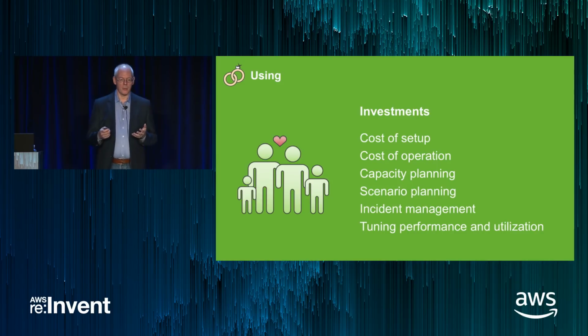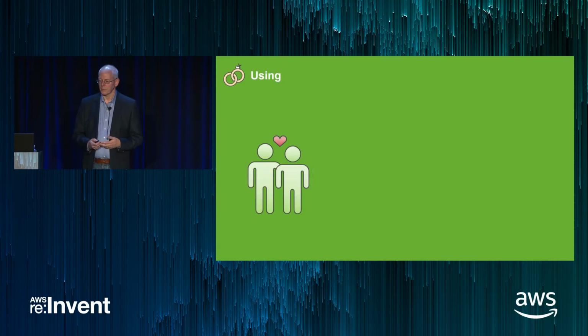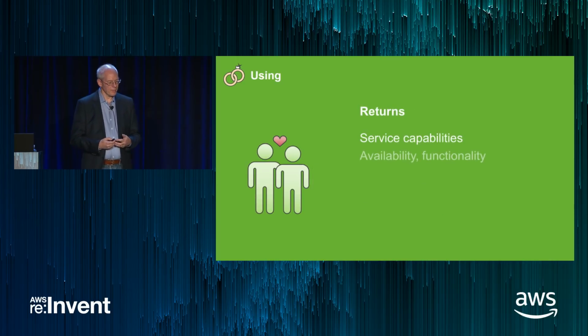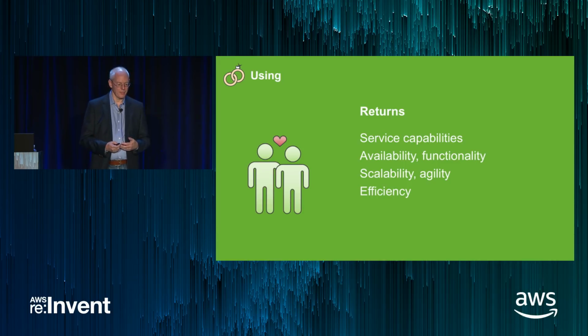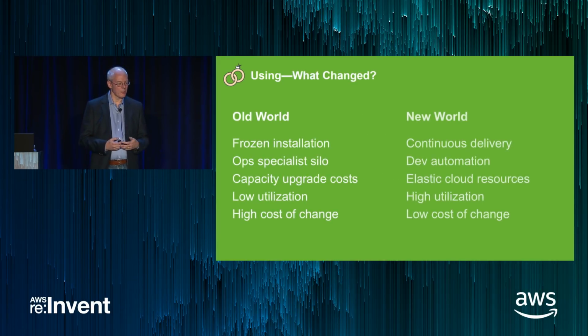What's the cost of setup? What's the cost of operation? You have to do capacity planning. You're doing scenario planning. There's incident management. You have to tune it. You have to play with capacity planning and utilization. And then what do you get out of that? Well, obviously the capability of the service. You're doing this for a reason: you get some availability, functionality, scalability, efficiency, and agility. So that changes again between the old world and the new world.